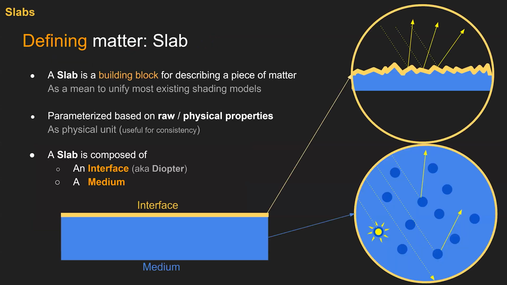So the matter is defined, as I said, as a slab. The slab is the building block of substrates, and it's really made of two pieces, an interface and a medium. Both are described with properties, and those properties are mapped onto physical properties with proper units, which allow us to correctly reason about and handle how operators work. We'll see in detail after that.